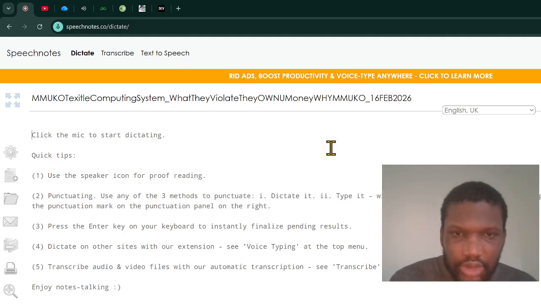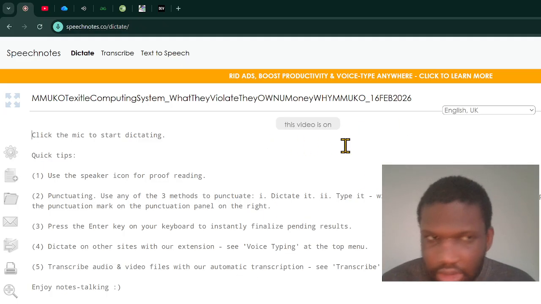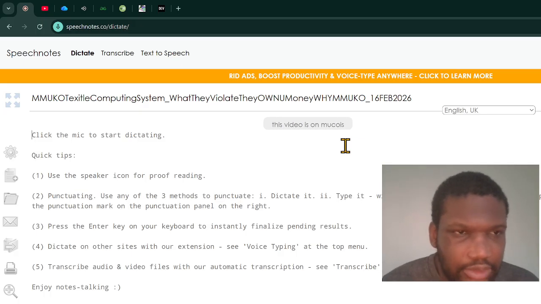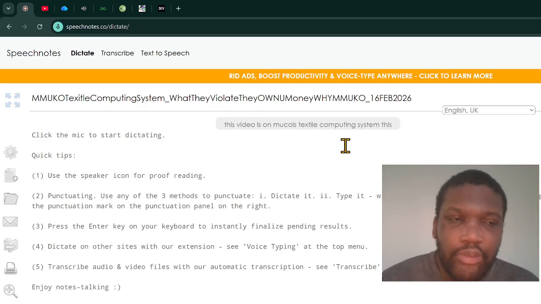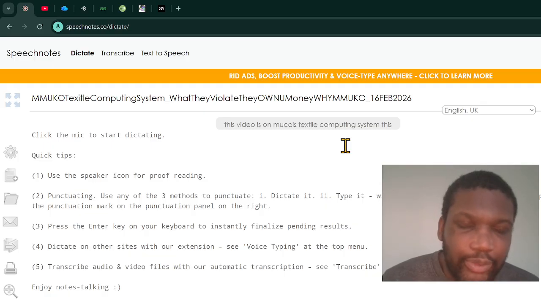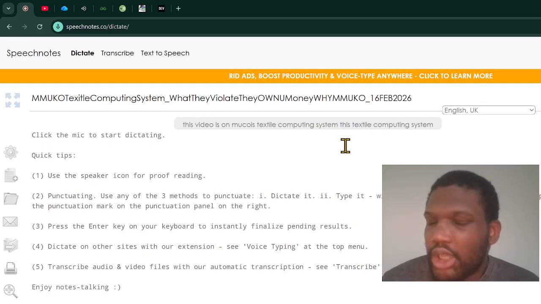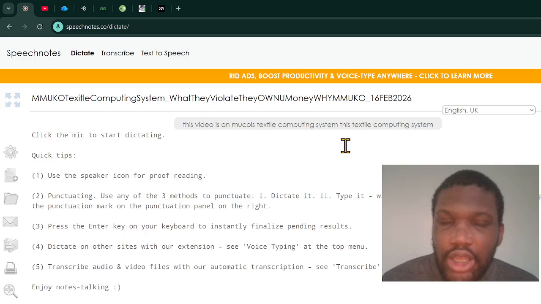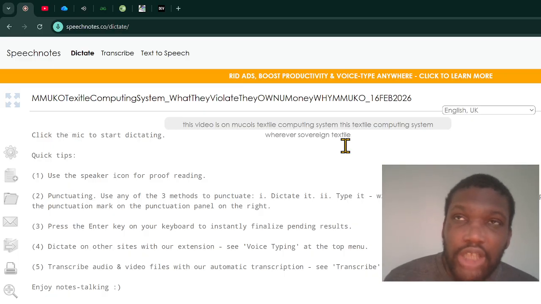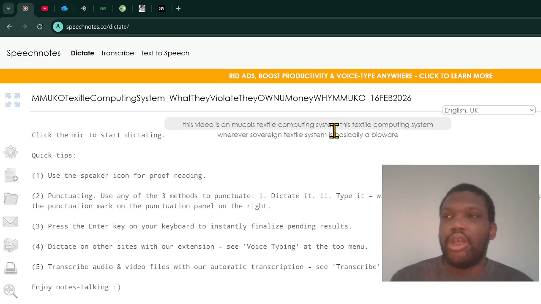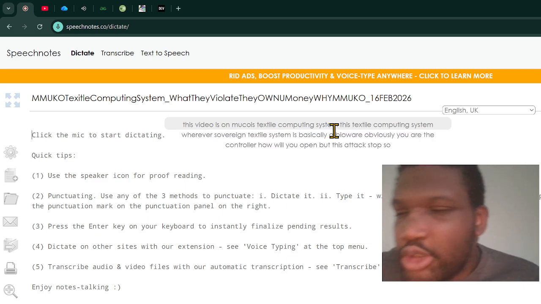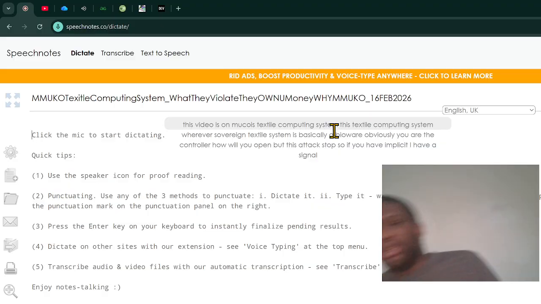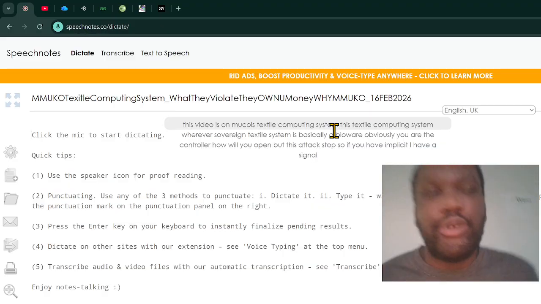Probably this video is on MMUKO OS textile computing system. Basically, one system to build on MMUKO OS is a textile computing system. So this is textile computing. The bioware sovereign textile system is basically bioware. Basically, you are the controller. How many inputs produce a textile? For each input, you're gonna have a signal. You're gonna be building stuff using first.